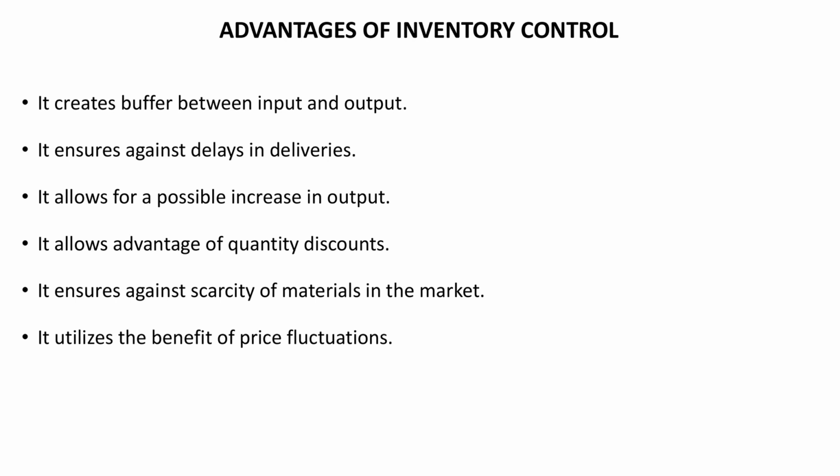Now we will look into some of the advantages of inventory control. Inventory control creates a buffer between input and output. It ensures against delays in deliveries. It allows for a possible increase in output. Inventory control allows advantage of quantity discounts. It ensures against scarcity of materials in the market, and it utilizes the benefits of price fluctuations.